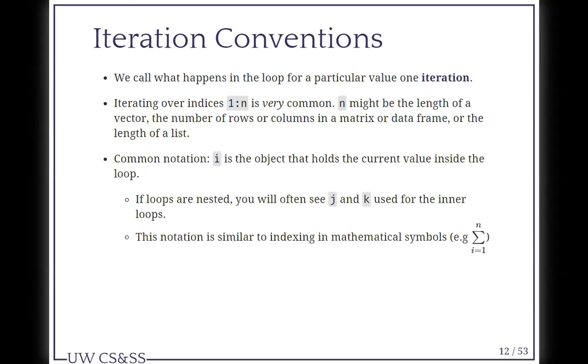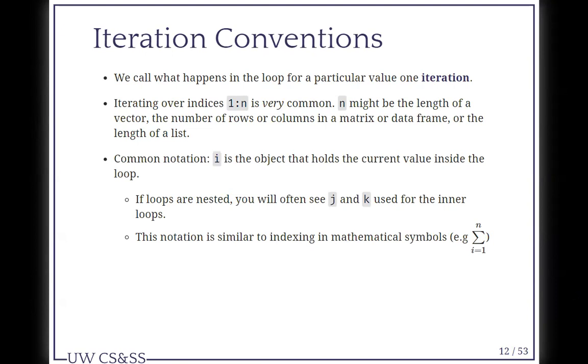Some common notation: i is the object that holds the current value inside the loop. This is often the case when you have just one loop. Whereas if loops are nested, you will often see j as the next level up and k as the level above that.